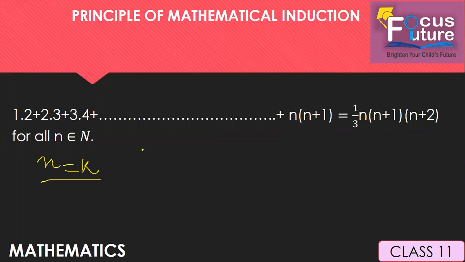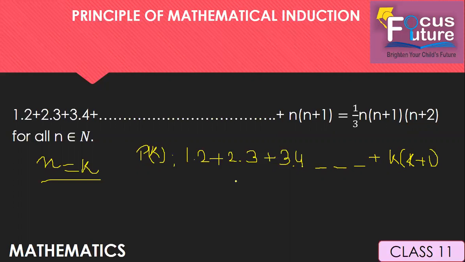So for that purpose, the Pk would be 1 into 2 plus 2 into 3 plus 3 into 4 and so on till k into k plus 1 is equal to 1 by 3 k into k plus 1 into k plus 2, right? So let us check if it is true for n is equal to k plus 1.